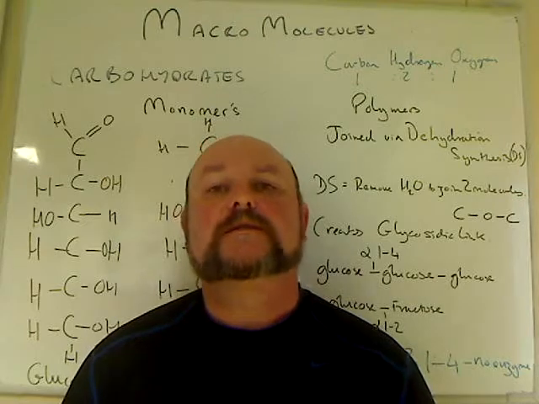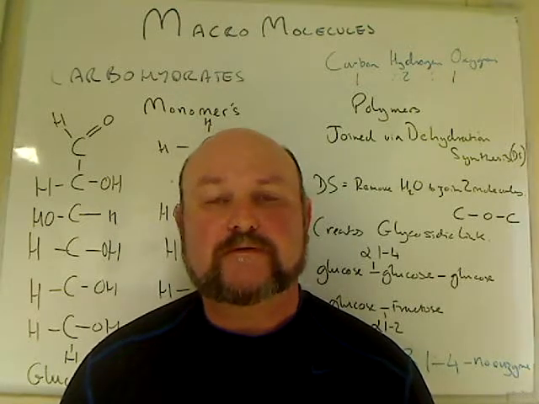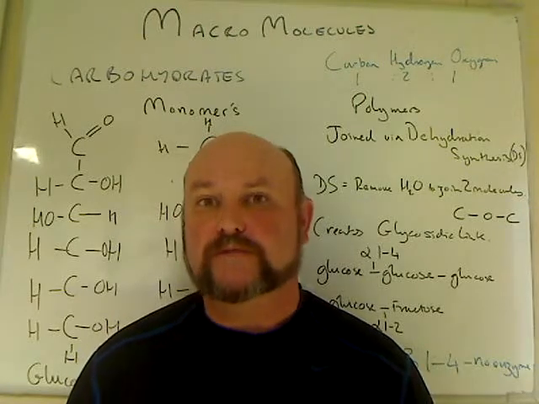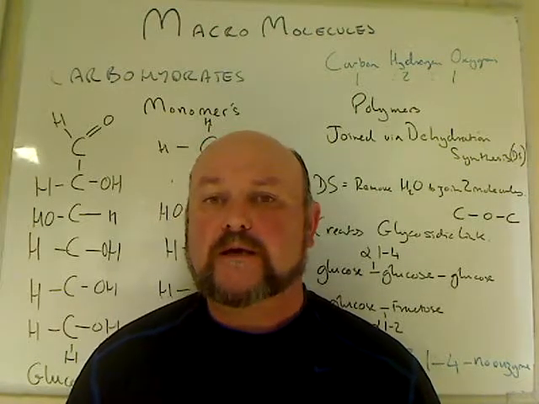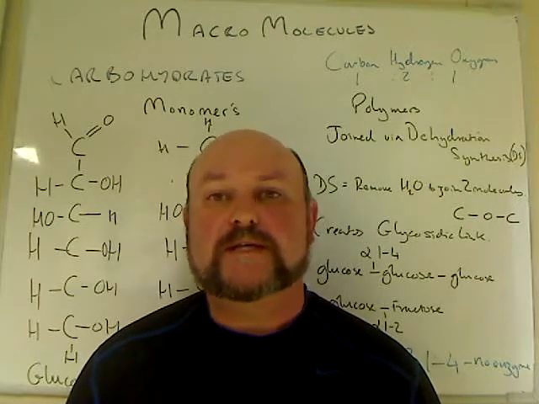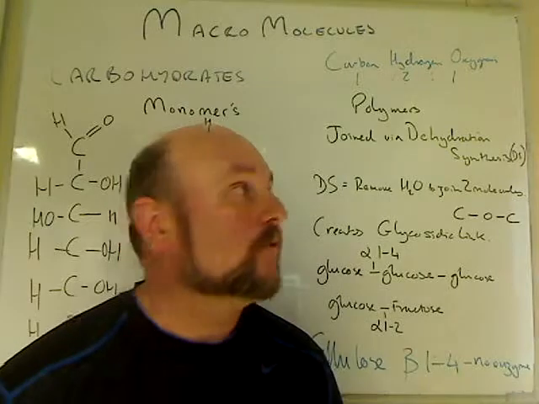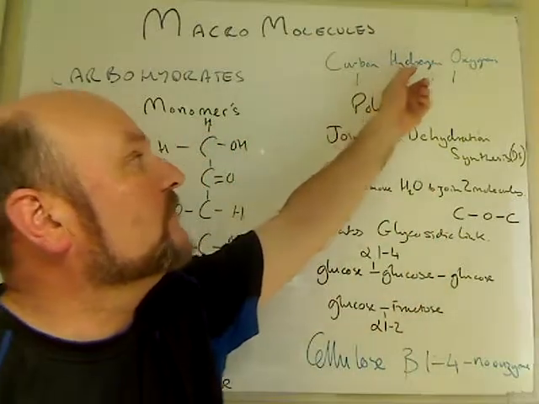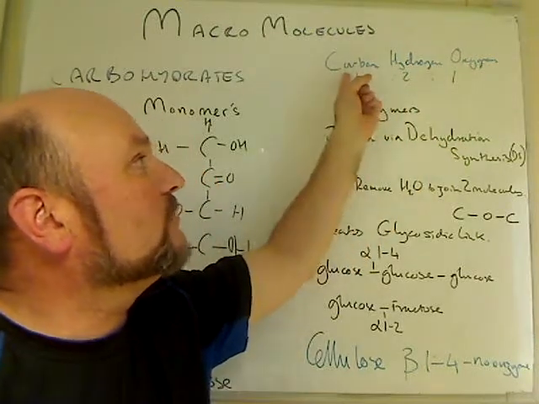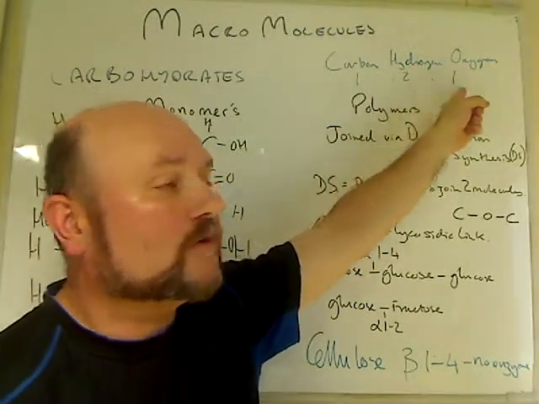Carbohydrate stands for the components that you find in it, which is carbon, hydrogen and oxygen. Now in a carbohydrate, these three elements are found in a specific ratio. So I'll put it up on the board here: carbon, hydrogen and oxygen, and the ratio is 1, 2, 1. So every carbon you have 2 hydrogens and 1 oxygen.